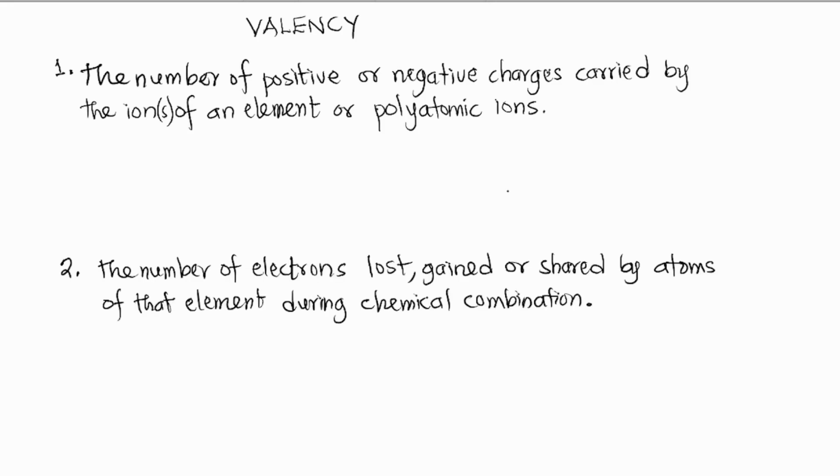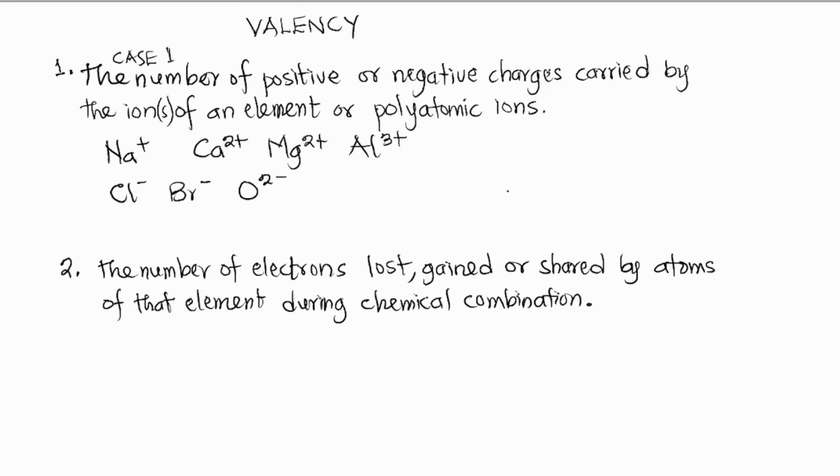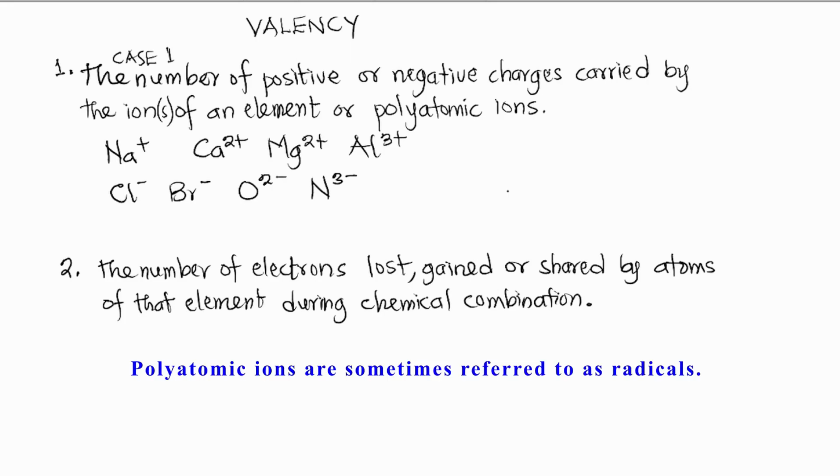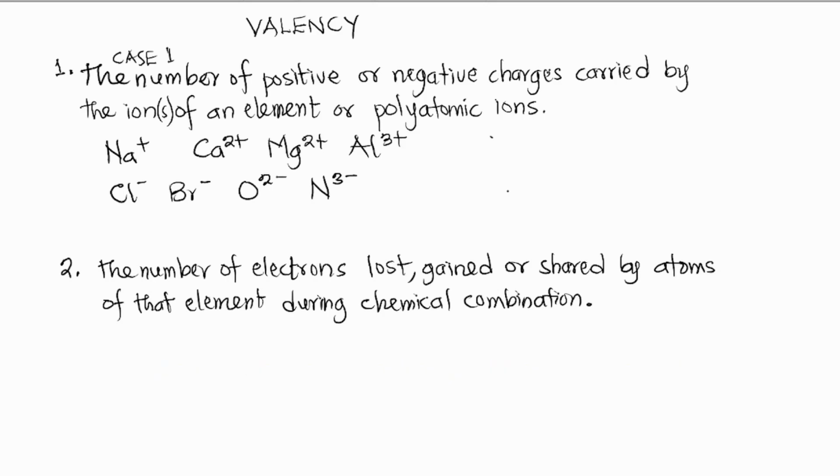So let's look at some examples for the first case. In this case, we already mentioned some ions prior. Sodium ion, calcium ion, magnesium ion, aluminium ion, chlorine ion, bromide ion, oxygen ion, nitrogen ion, and some radicals or polyatomic ions such as hydroxyl ion, bicarbonate ion, hepta-oxodichromate 6 ion, ammonium ion, phosphate ion, etc.